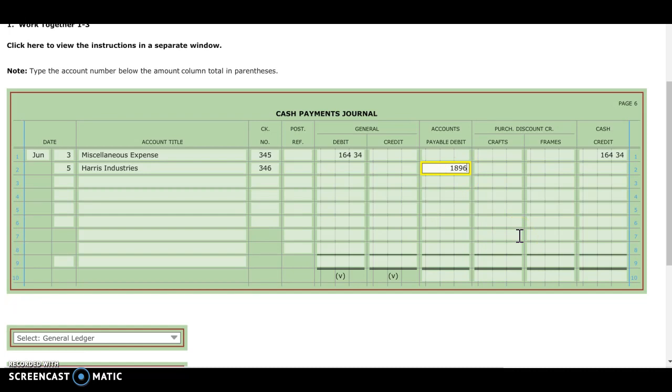Then we need to figure out what that discount is. So we're going to take 1896 times 2%, and that gives us a discount of 37.92. Now this was for crafts, so we're going to put our purchase discount under our crafts. And then we have a cash credit. We need to figure out what the difference is to figure out our cash credit. So 1896 minus this 37.92. That we actually paid them $1,858.08.